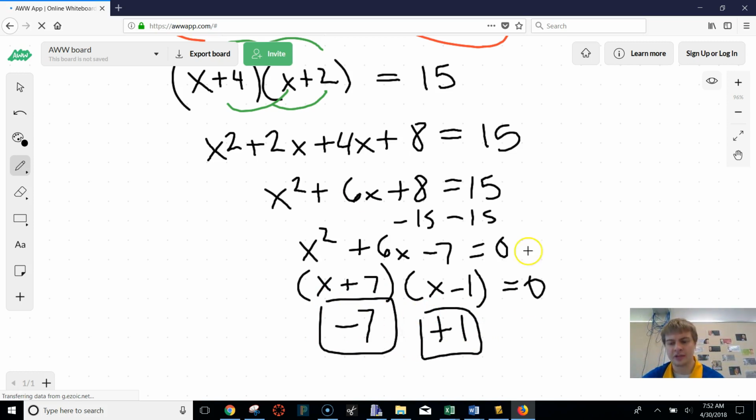We'll try the last problem out of this set of choosing the methods, but just make sure every time we choose the methods we go in the same order. You do square rooting, then factoring, then completing the square, then quadratic formula. Okay, so let's try the last one.